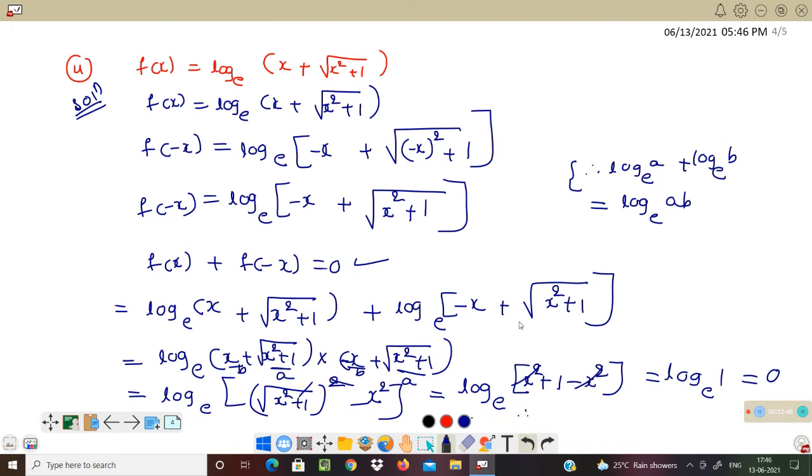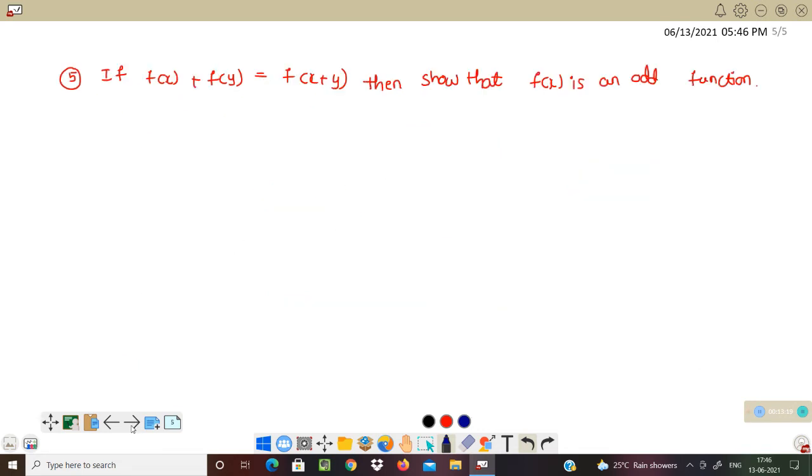Then easily you can say the given function is an odd function. If the equations or formulas help, that's good, but the main thing is that you should know how to check whether the given function is even or odd. Okay, so now let us move on to the fifth one.